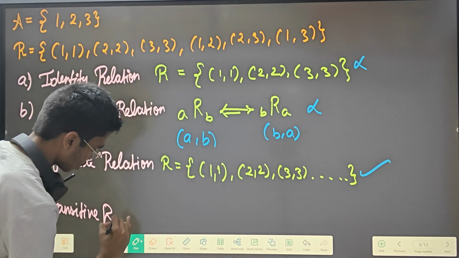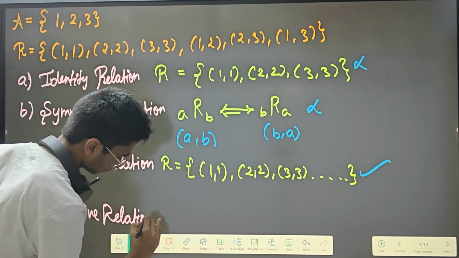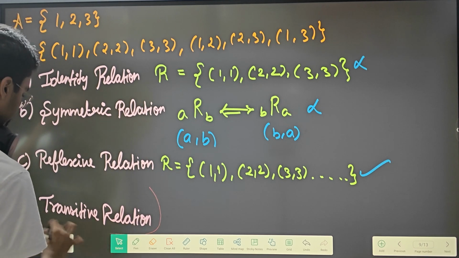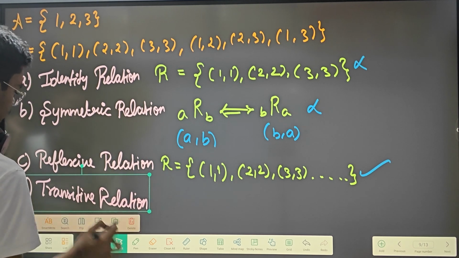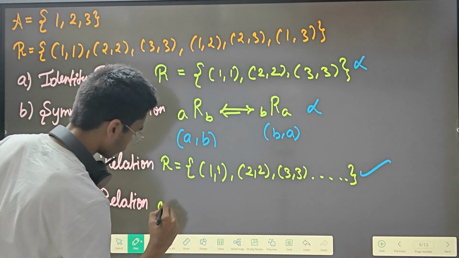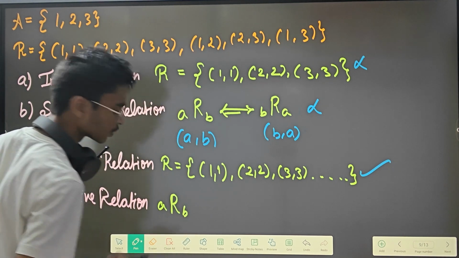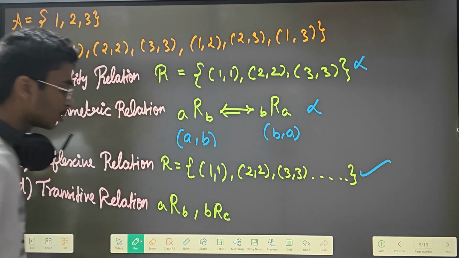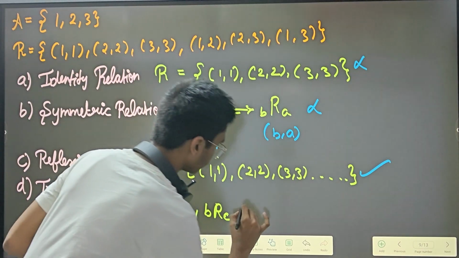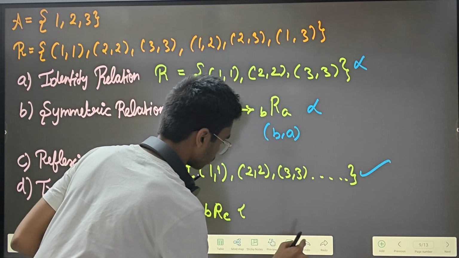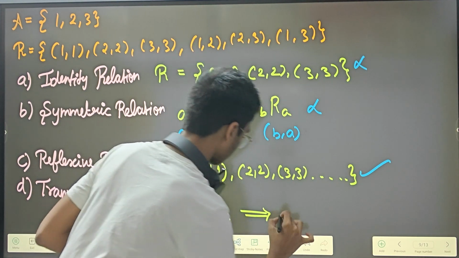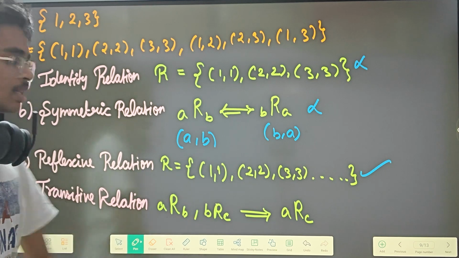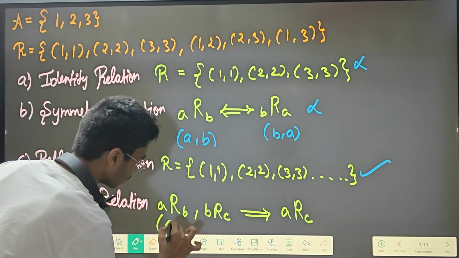Transitive relation. So how will you check whether it is a transitive relation or not? If A is related to B, and B is related to C, and if A is also related to C, then we can say it is transitive. So how can you write this in terms of the ordered pair?